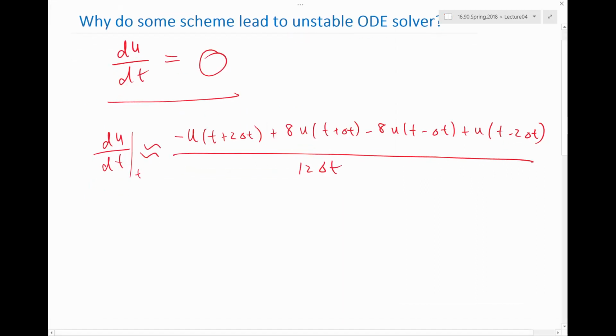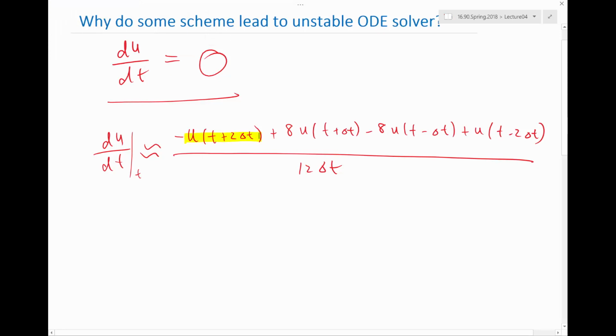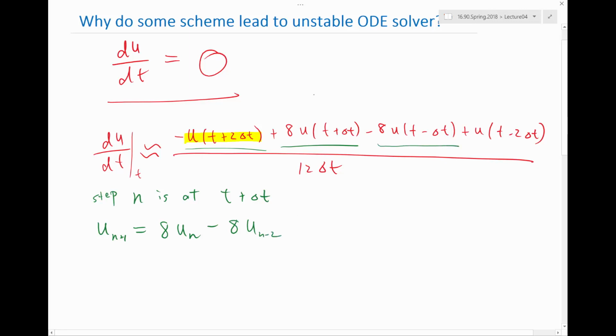So this makes our ODE solver the following. The only term that should be moved to the left hand side is this, because this is the most recent time step. Then what we derive is, for example, let's say step n is at t plus delta t, then u at step n plus 1, which is this term, needs to be equal to, moving to the right hand side, 8 times un minus 2, which is this term. So this is n plus 1, this is n minus 2, this is n minus 3. And this du dt is actually n minus 1.